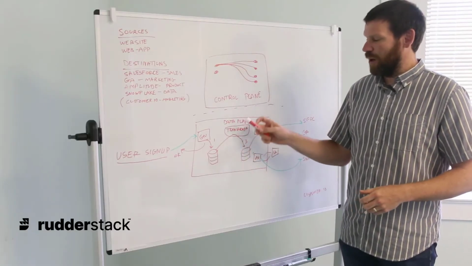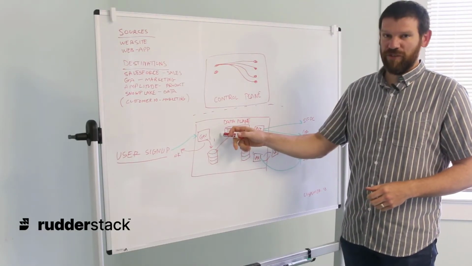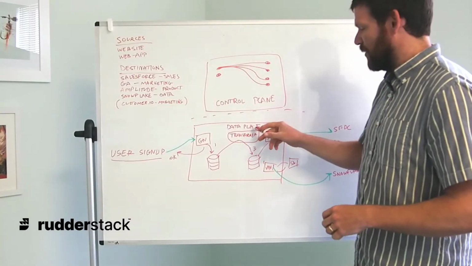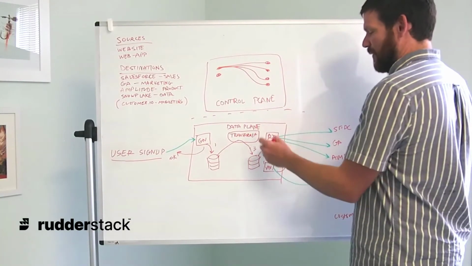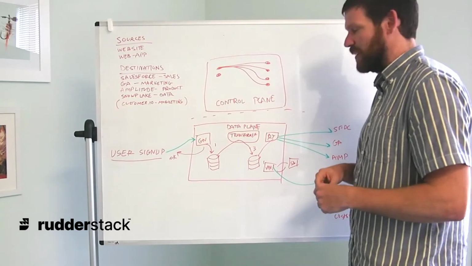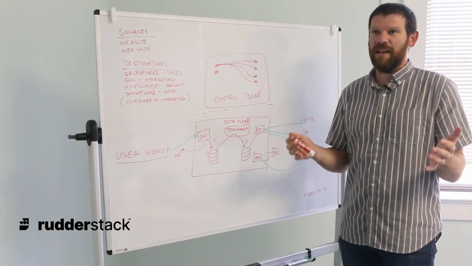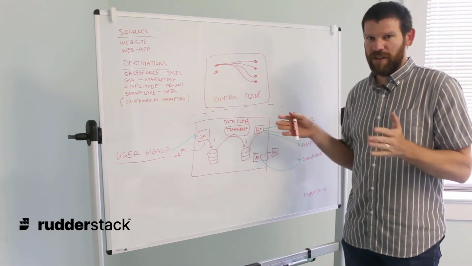The transformations are going to always take place as the user transformation first, and then it'll go through the destination transformation. So once it's gone through the destination transformation, this is kind of where some of the magic of RudderStack comes in as well. These transformers are actually managing the data so that it's in the right format for the downstream tool.